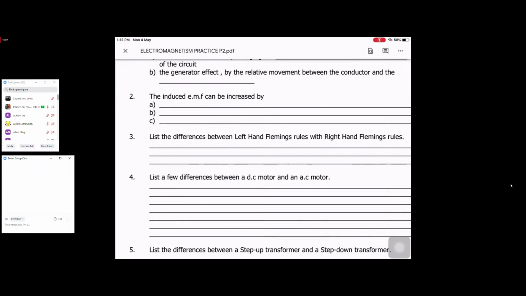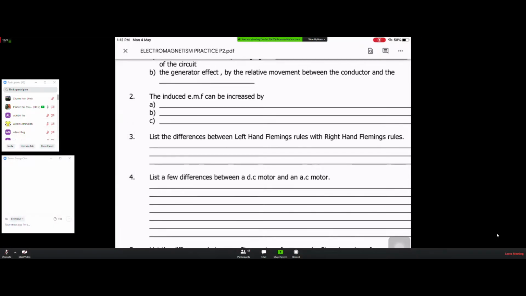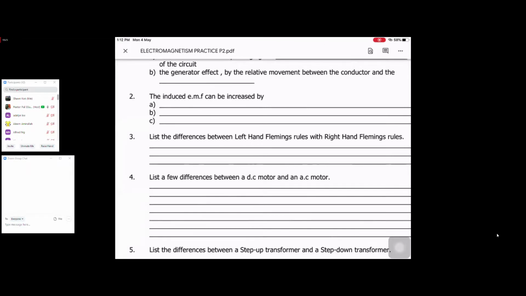So 3, who didn't get it? How can we increase the induced EMF? Number 1, using stronger permanent magnet. Number 2, increasing the speed of relative motion. Number 3, changes of flux occur at the right angle. Siapa tak dapat? Anyone? All got it?